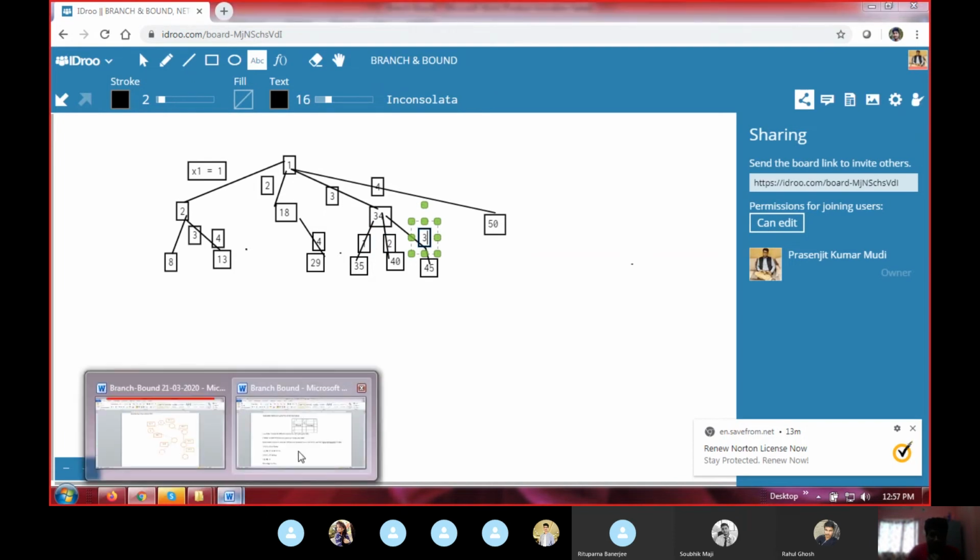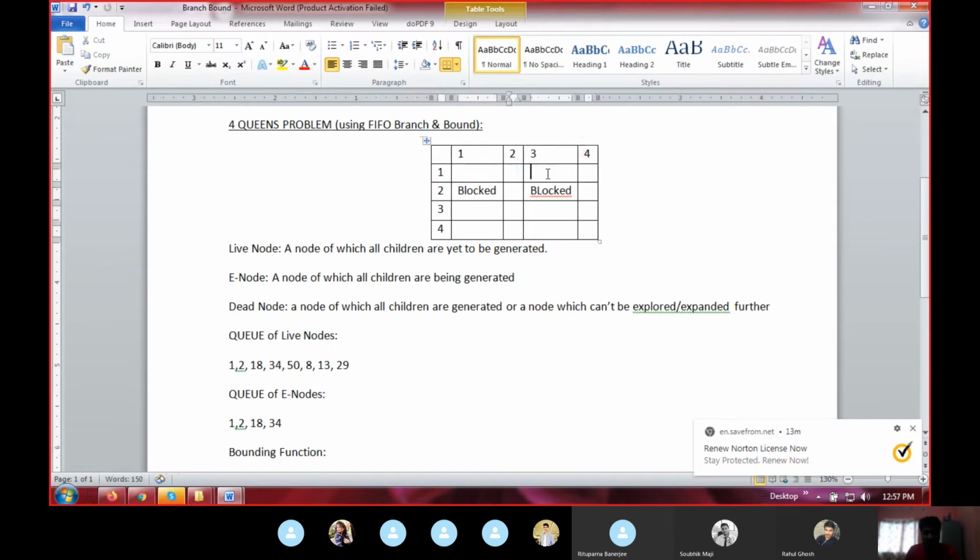So now we are assuming that q1 is placed at 3, and you understand what the BFS branch and bound technique, the FIFO branch and bound technique, is. We are trying to iterate all the possible positions for queen 1, and then we are going into the depth of the chessboard, which was not the case in backtracking.